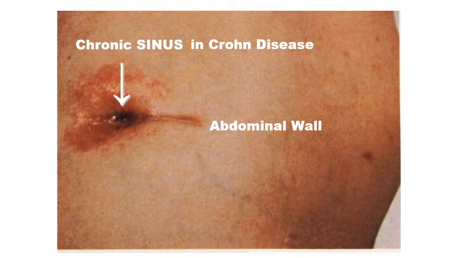This is the gross morphology of an abdominal wall sinus. A sinus is defined as an abnormal tract connecting the skin or body surface and an underlying tissue or organ. In this picture, the sinus connects the abdominal surface and the underlying small bowel in Crohn's disease, with discharge of small bowel content onto the surface of the abdominal wall.